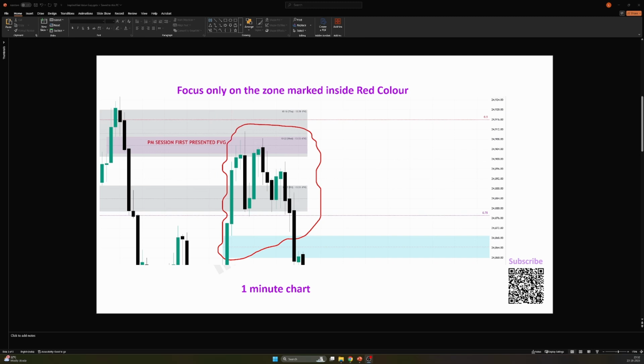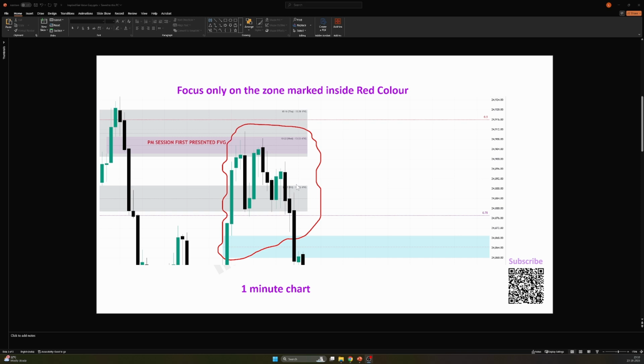So in today's video, I'll be walking through a live trade which I took using implied fair value gaps. This setup has formed in the New York PM session. I will show you exactly how I identified the implied fair value gap and what gave me the confidence to do my stop management and hold the trade.